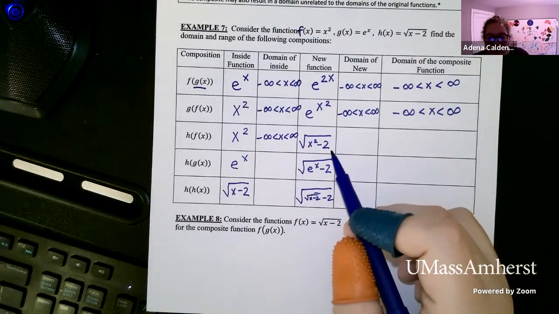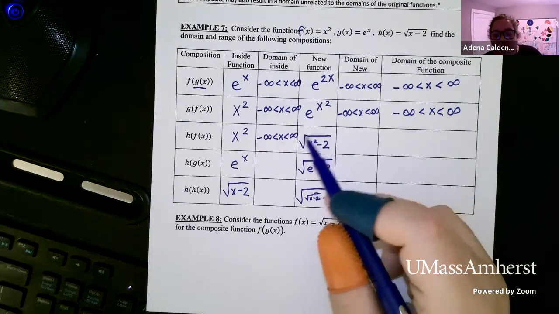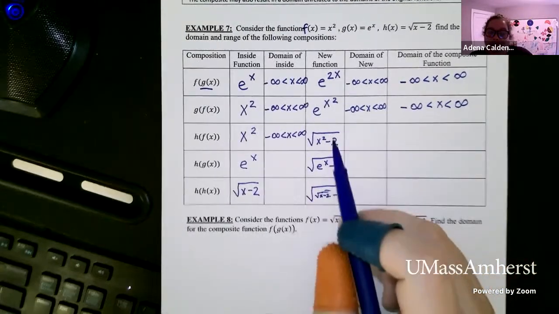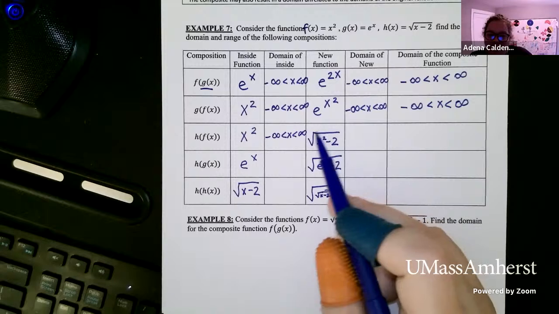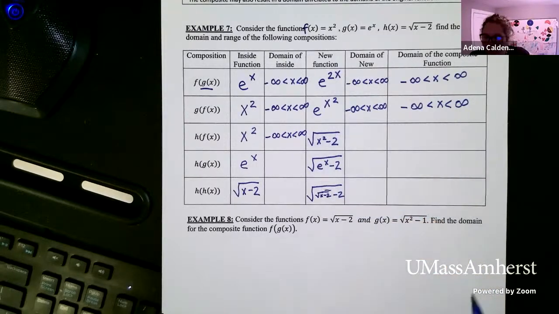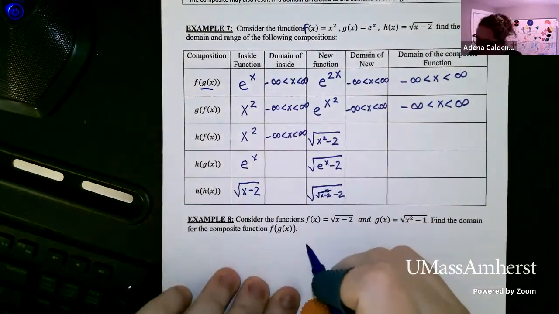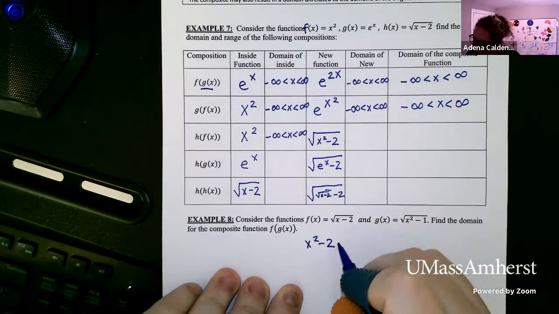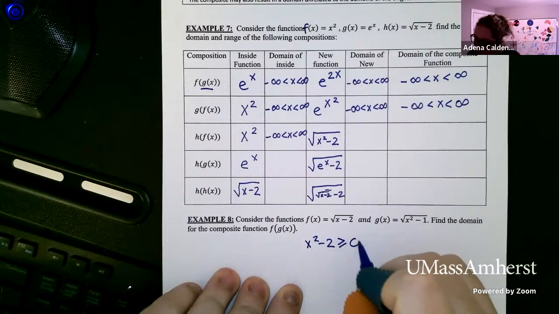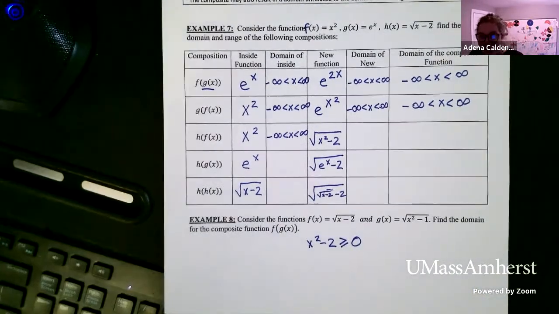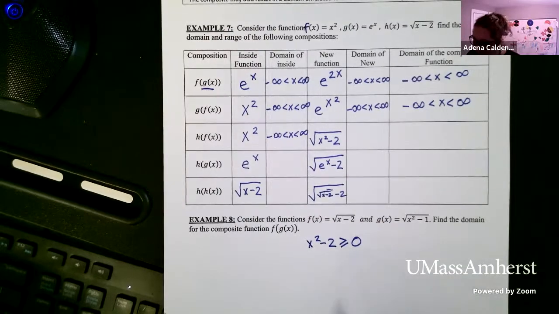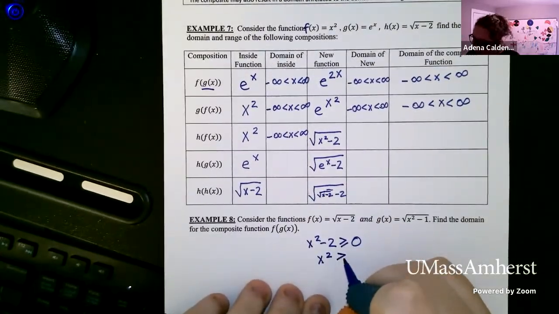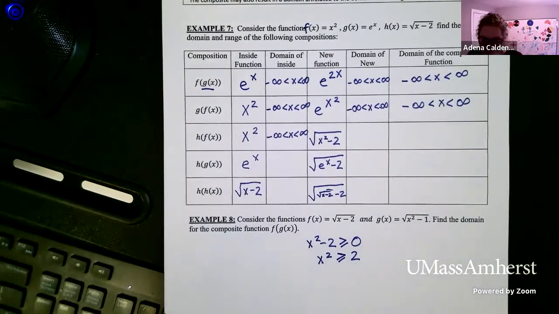So hopefully you remember with square roots that you can't take the square root of a negative number. That means that the domain of the composite function is going to be a little more restricted. So I'm going to do some work down here. I know that x squared minus 2 has to be greater than or equal to 0. I can take the square root of 0, that's fine, so I can use the equals. So that tells me that x squared has to be greater than or equal to 2.